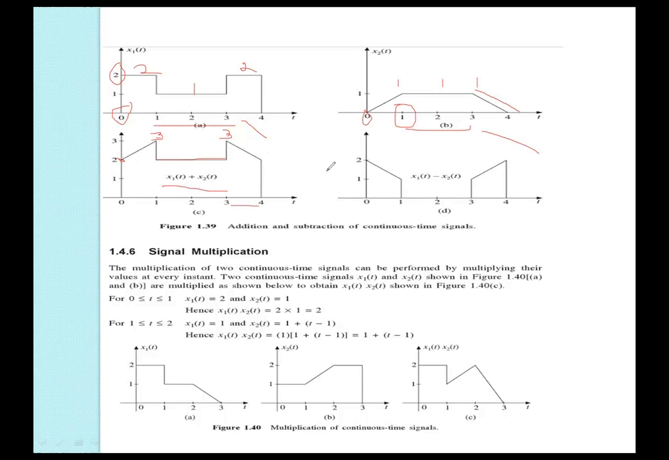When you go for the subtraction, you can apply the same values. In the range of 0 to 1, x2 slowly increases, so 2 minus 0 is 2 only. As x2 increases, there is definitely a decrease here: 2 minus 0.5 is 1.5, and at 1, 2 minus 1 is 1. It slowly decreases. Coming to the range 1 to 3, x2 is 1 and x1 is also 1.